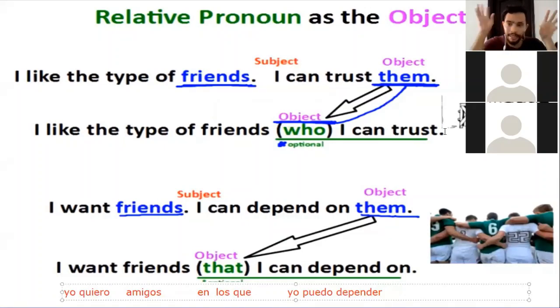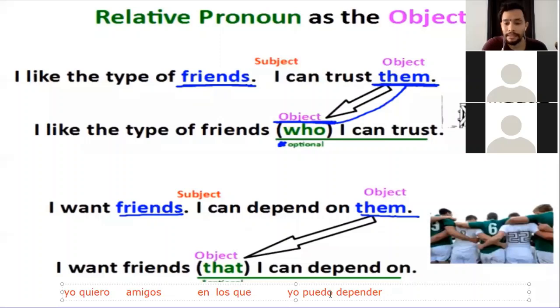Imagine, guys, let's pretend that the verb trust can use a preposition. Where would the preposition be? Next to trust or next to who? Yeah, next to trust. Because trust is the verb, right? And in English, this is respected.